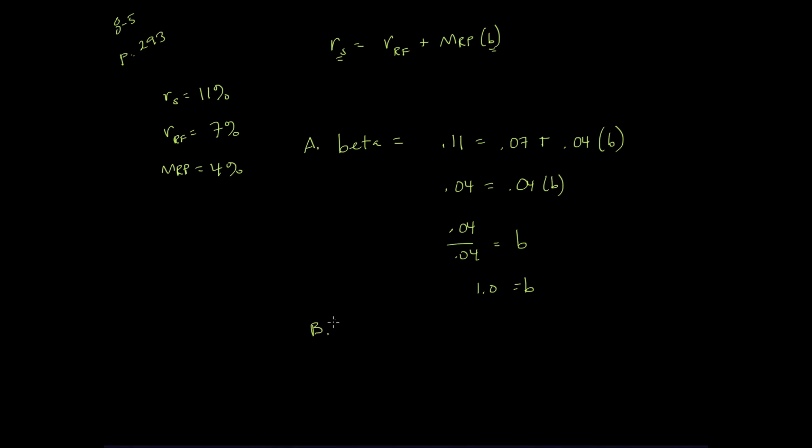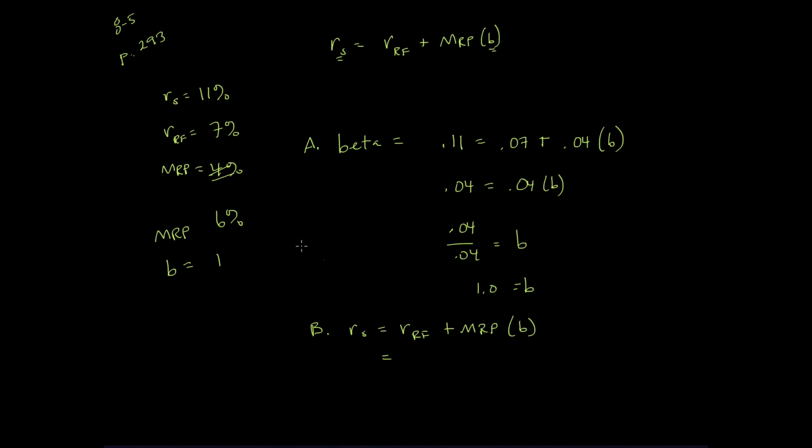Part B asks if the market risk premium is increased to 6%. So this 4% number is no longer any good. Now we're moving the market risk premium up to 6%. What would happen to the stock's required rate of return? Well, now that we know that the stock's beta is equal to 1, we can solve for required rate of return just like we normally do using the SML equation.